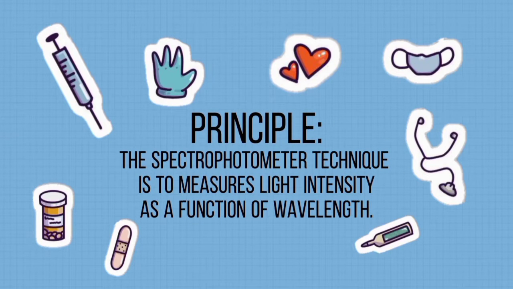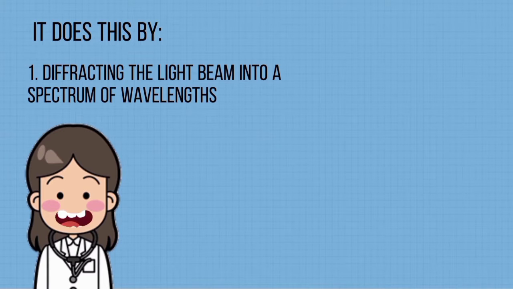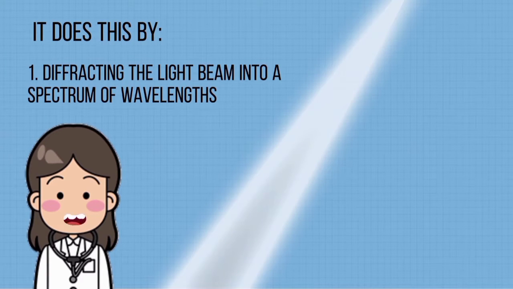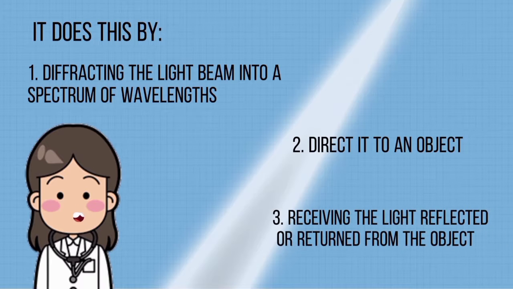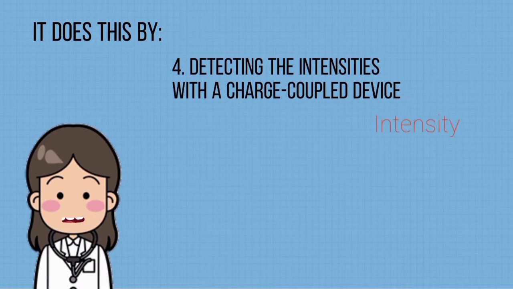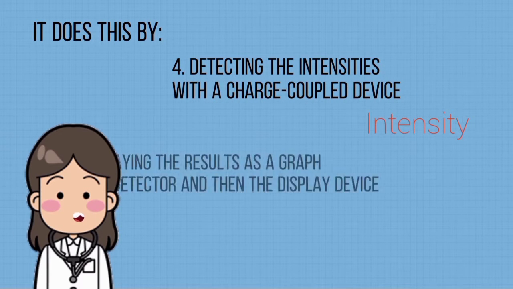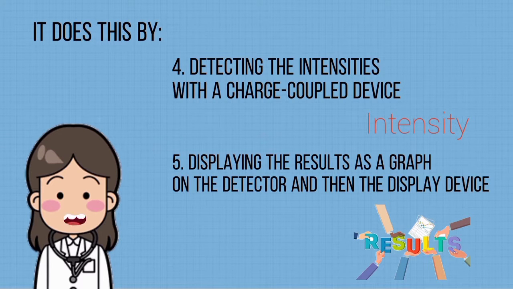The spectrophotometer technique is to measure light intensity as a function of wavelength. It does this by: 1. Diffracting the light beam into a spectrum of wavelengths. 2. Directing it to an object. 3. Receiving the light reflected or returned from the object. 4. Detecting the intensities with a charge-coupled device. And 5. Displaying the results as a graph on the detector and then the display device.